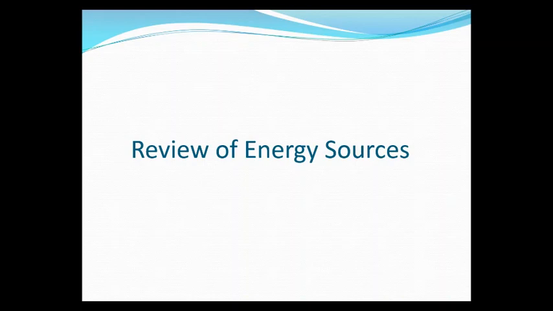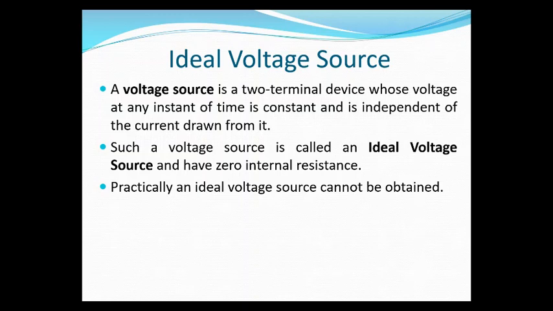Now I am reviewing energy sources. So already we discussed about this energy sources. The two types of energy sources are voltage source and current source. So what is an ideal voltage source? A voltage source is a two-terminal device whose voltage at any instant of time is constant and is independent of current drawn from it. Such a voltage source is called an ideal voltage source and has zero internal resistance.